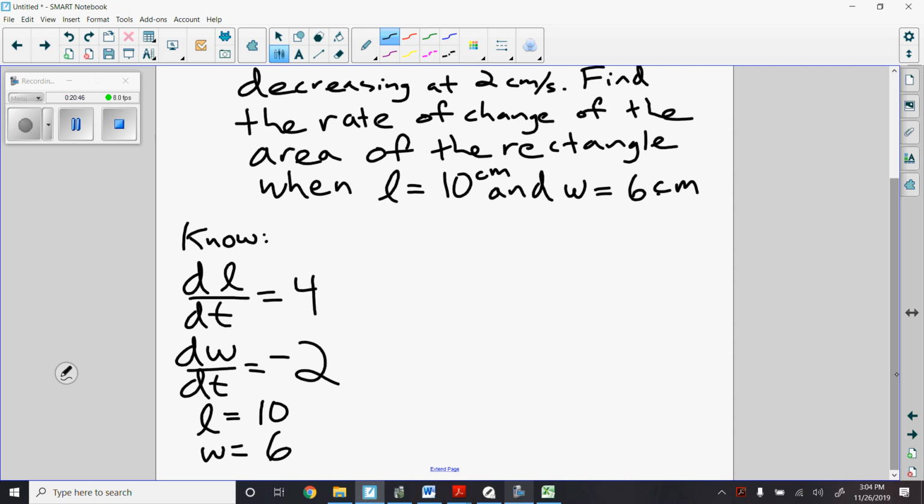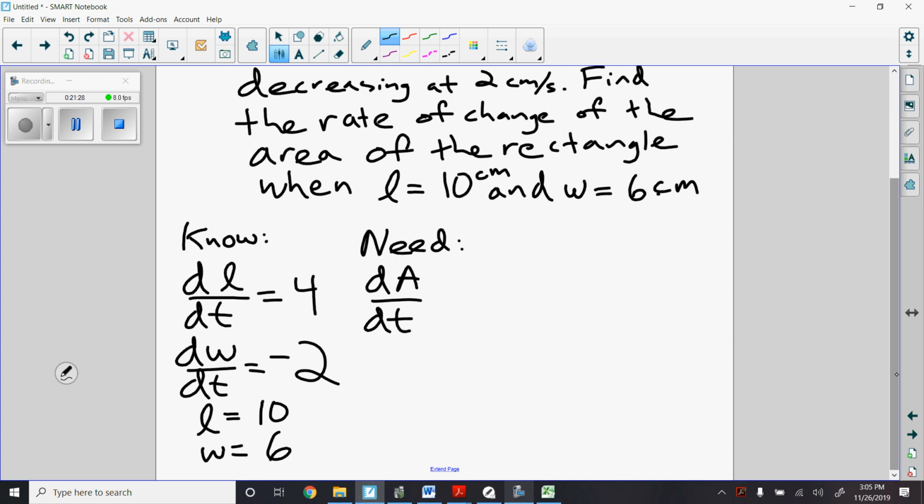Okay. The question then is, what do I need? All right, so we're trying to find the rate of change of the area. So once again, my need is going to be the rate of change of the area. So I'm going to call that dA/dt. Okay, and I need to think of an equation here that relates area of a rectangle to length and width of a rectangle. Again, this would be an example of something you need to know. Area equals length times width, right?